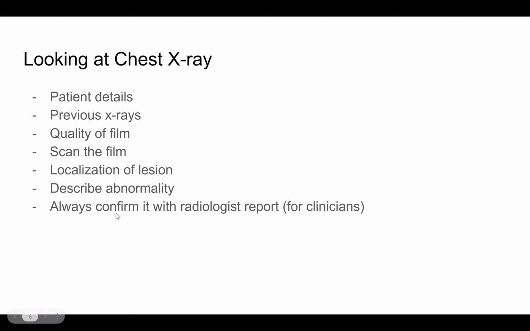Then you have to describe that abnormality, see where it is located, if it is located in the lung region, in the pleura, in the chest wall. Describe the abnormality, if that abnormality is too white, if it is too black, too large, or in the wrong place. And this is all for a clinician. The clinicians should always compare their findings with the radiologist report, because they are obviously experts.